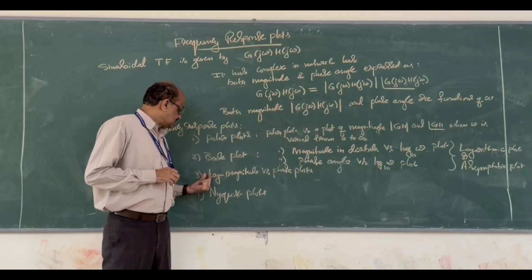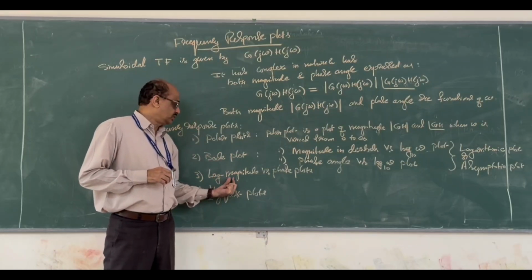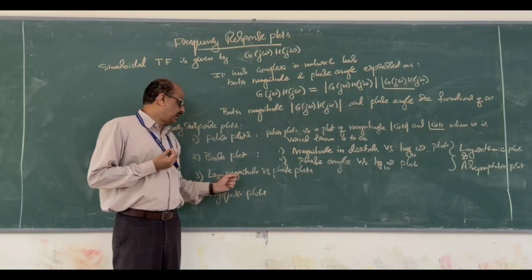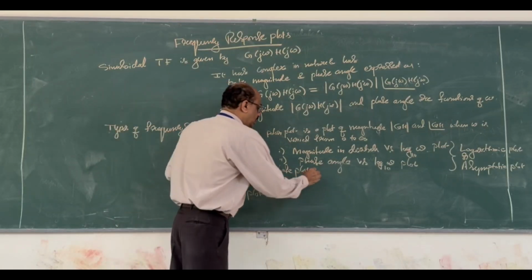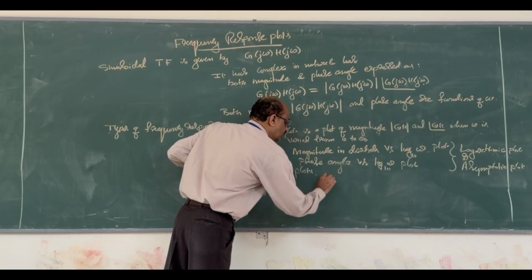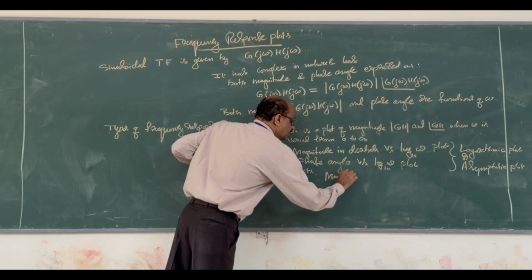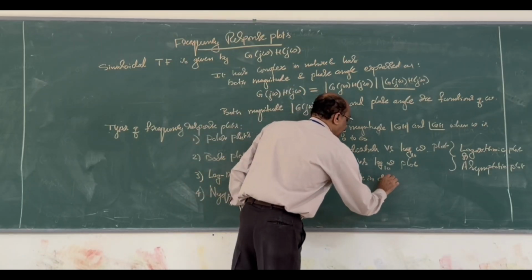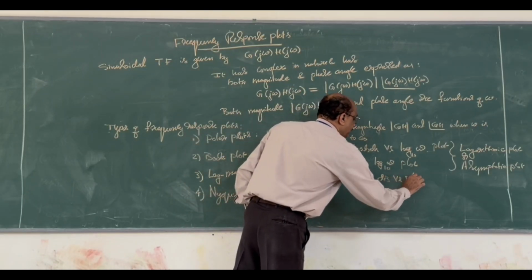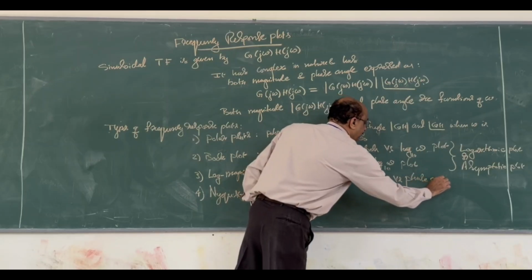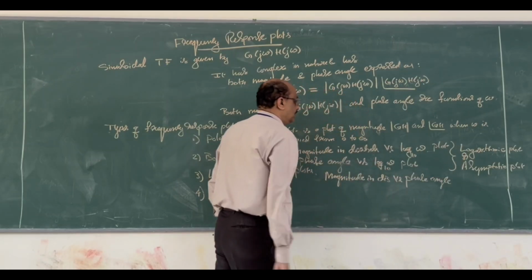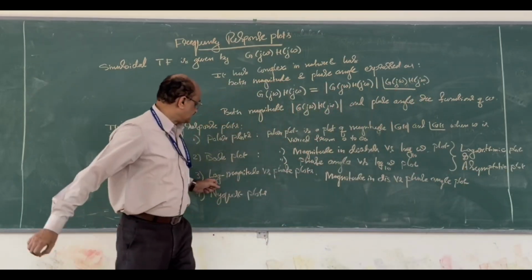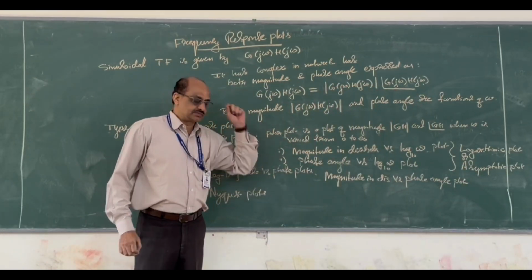Then, magnitude in decibel versus phase angle, the dB versus phase angle plot, is called the log magnitude versus phase plot.